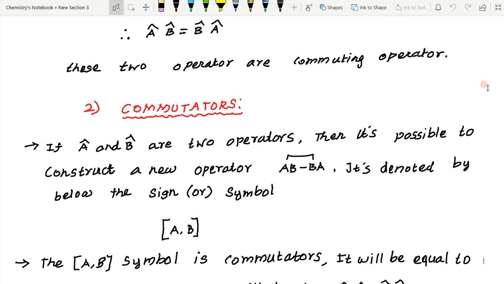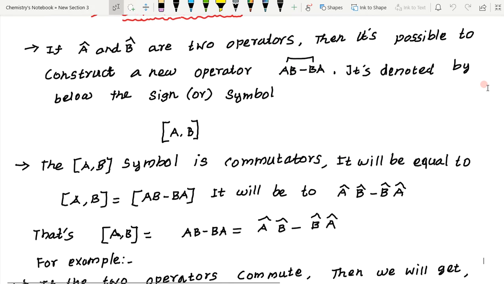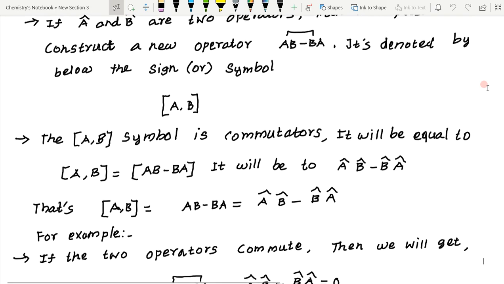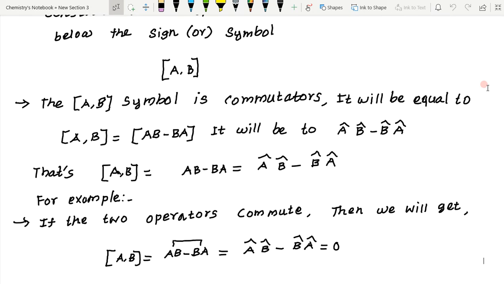Second one, commutators. What is a commutator? If operator A and operator B are two operators, then it is possible to construct a new operator AB minus BA. It is denoted by the symbol [A, B]. The symbol [A, B] is the commutator. It will be equal to AB minus BA, that is, operator A operator B minus operator B operator A.